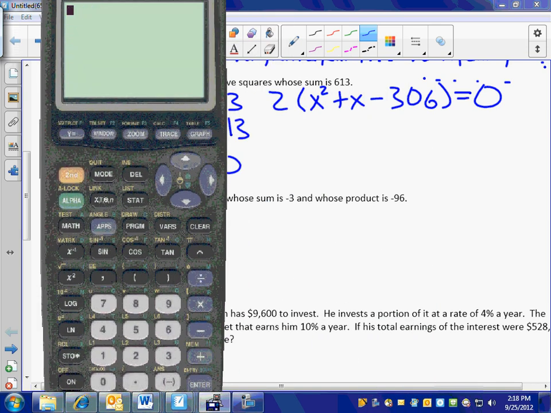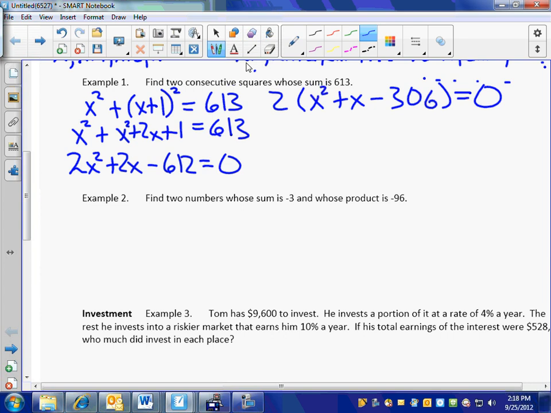Let's take 306. Let's take the square root of 306. Square root of 306 is 17.49. Maybe 17 times 18 works. 17 times 18. Oh, hey, what do you know? That was impressive. Sarah says so we'll believe her. 2 times x plus 18, x minus 17.